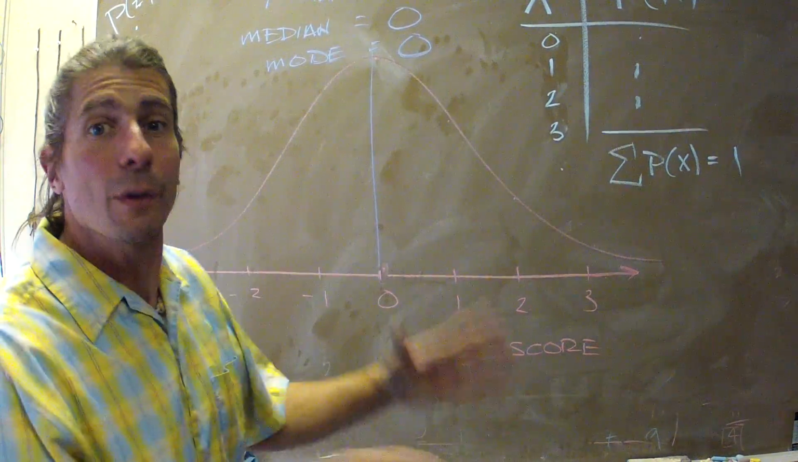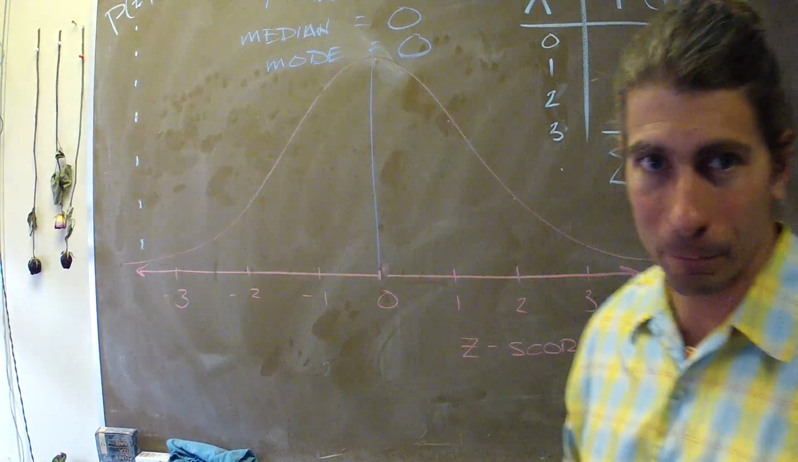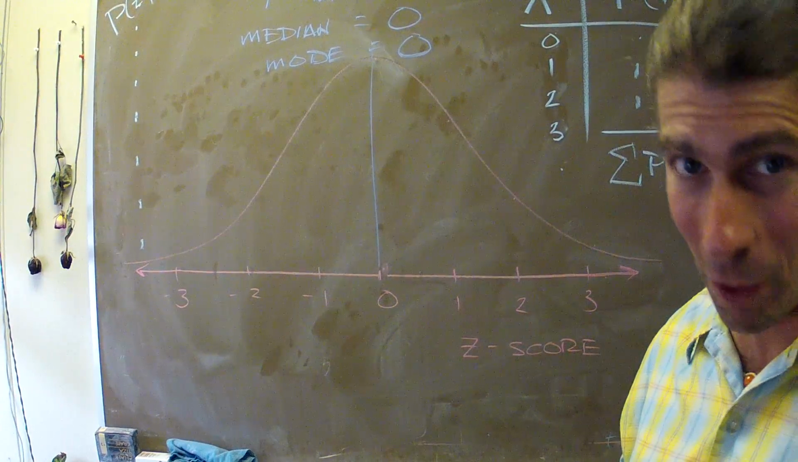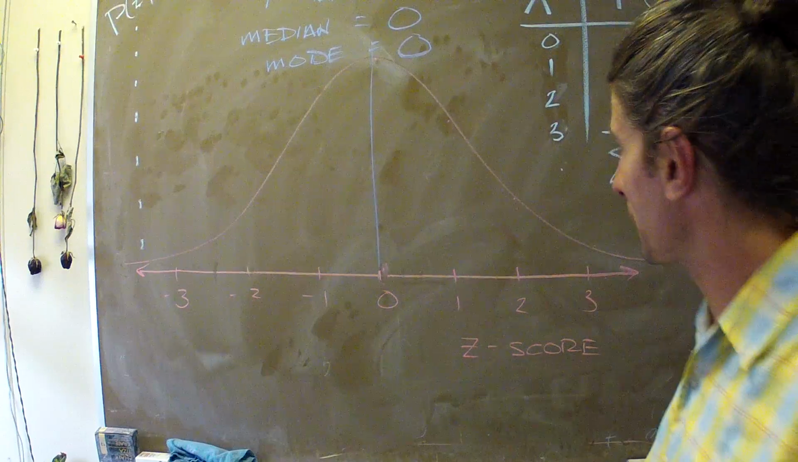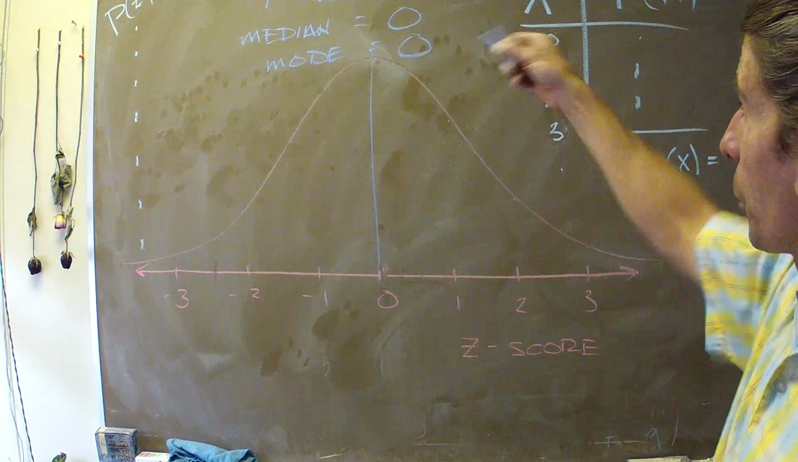Now, you might be asking yourself, 0 what? What is the 0? The 0 doesn't have a unit. It's simply a scalar, and we'll talk more about that momentarily. So you've got these beautiful measures of center that are related to the bell curve.